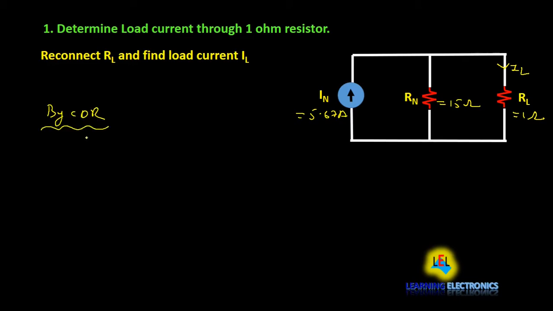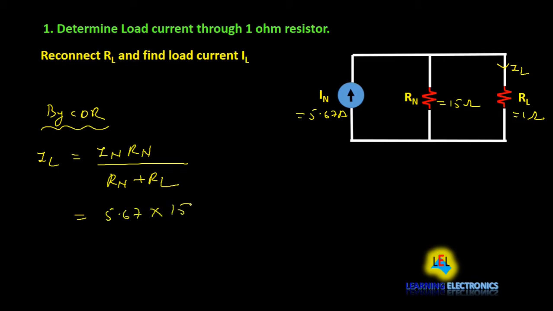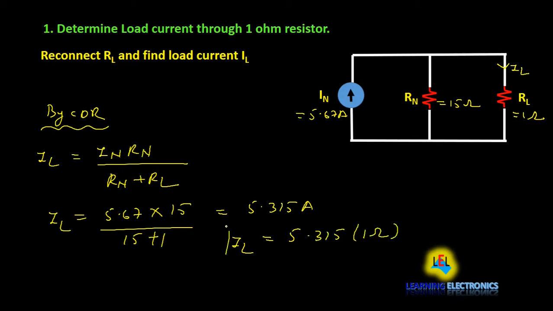By current divider rule, we can find out the load current IL. IL is equal to IN into RN divided by RN plus RL. IL is equal to 5.67 into 15 divided by 15 plus 1. When we solve this, we get load current is equal to 5.315 ampere. So the load current through the 1 ohm resistor is equal to 5.315 ampere.